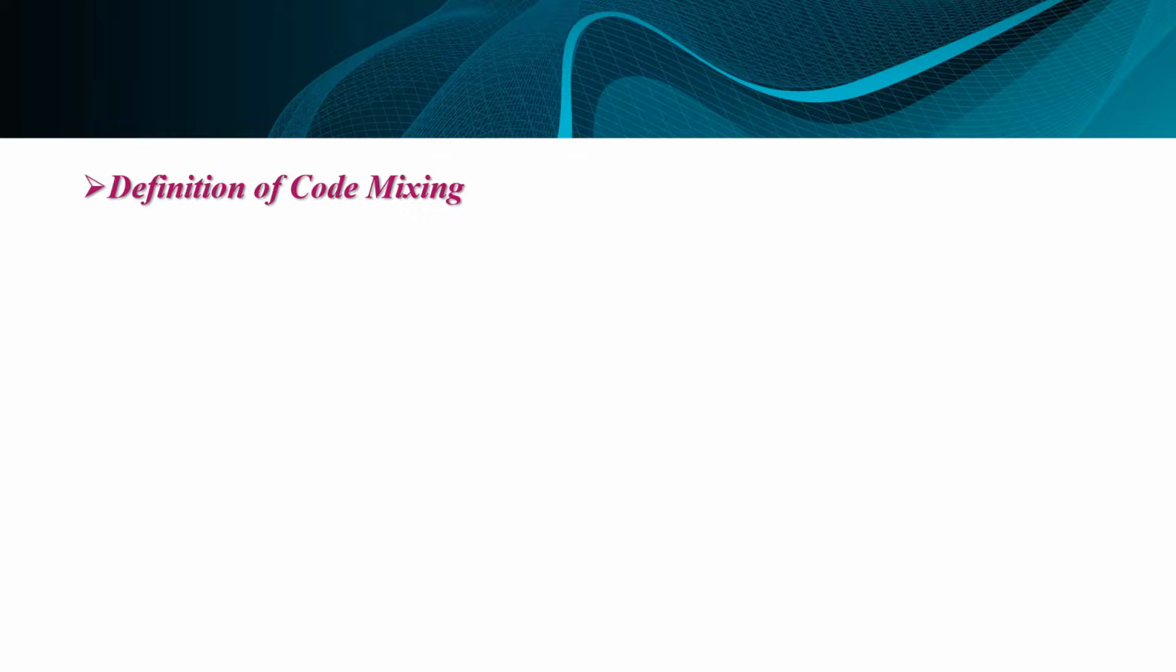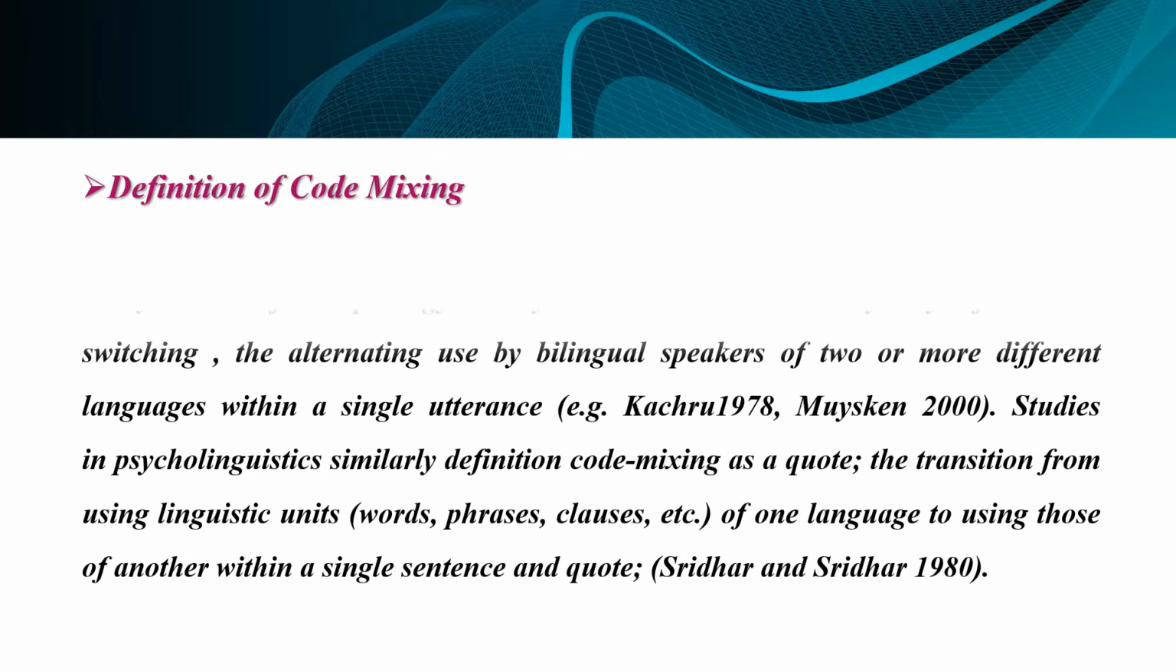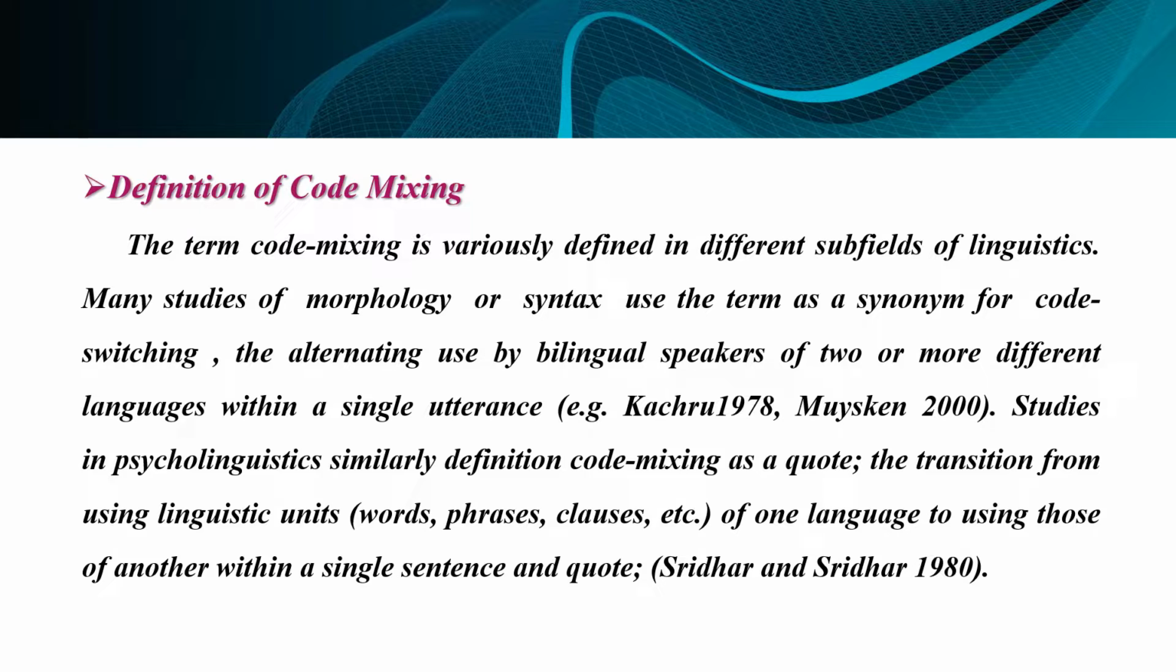Second, we go ahead with the definition of code mixing. The term code mixing is variously defined in different subfields of linguistics. Many studies of morphology or syntax use the term as a synonym for code switching, the alternating use by bilingual speakers of two or more different languages within a single utterance. Example, Kachru 1978, Muysken 2000.